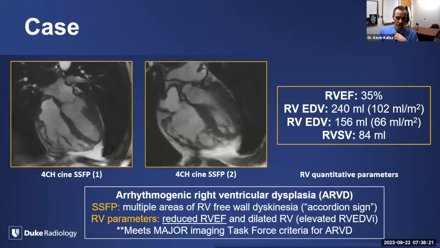So normally the RV contracts kind of both in a radial and kind of longitudinal fashion. This just seems to kind of be like, as an accordion does, kind of just crinkling, and all the different segments are just marching to the beat of their own drum, so to say. So that would constitute regional motion abnormalities of the right ventricle. I'll spare the details here, but this is what the functional parameters turned out to be. We have a low EF, we have a dilated RV by index volume. So this meets major task force criteria for ARVD, and I'll go over what that all means in a second.